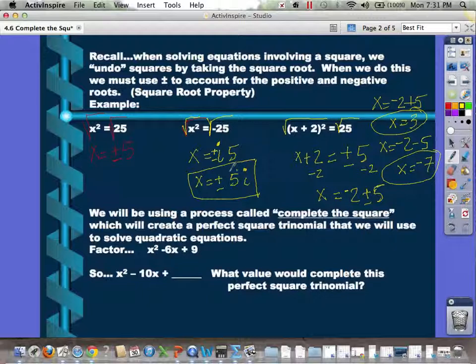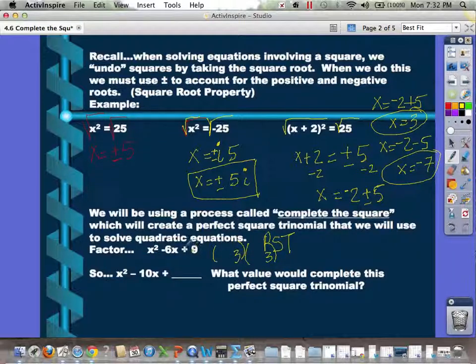We will be using this process when we do this thing called completing the square, which will create a perfect square trinomial. You'll see me talk about PSTs, that's perfect square trinomial, that we will be using to solve those quadratic equations. So, before, when we had a problem like this, x squared minus 6x plus 9, we could factor this because we could say factors of 9 that add to be 6. Well, that would be 3 and 3.